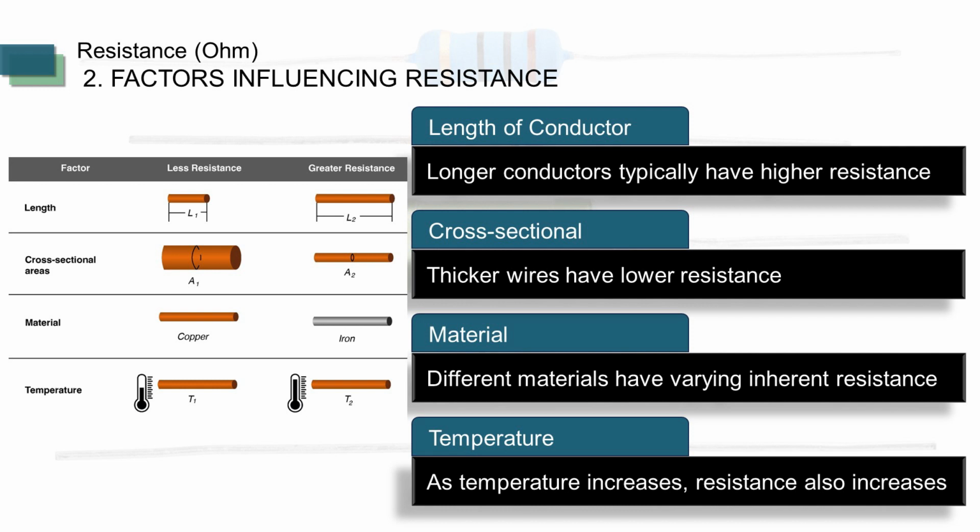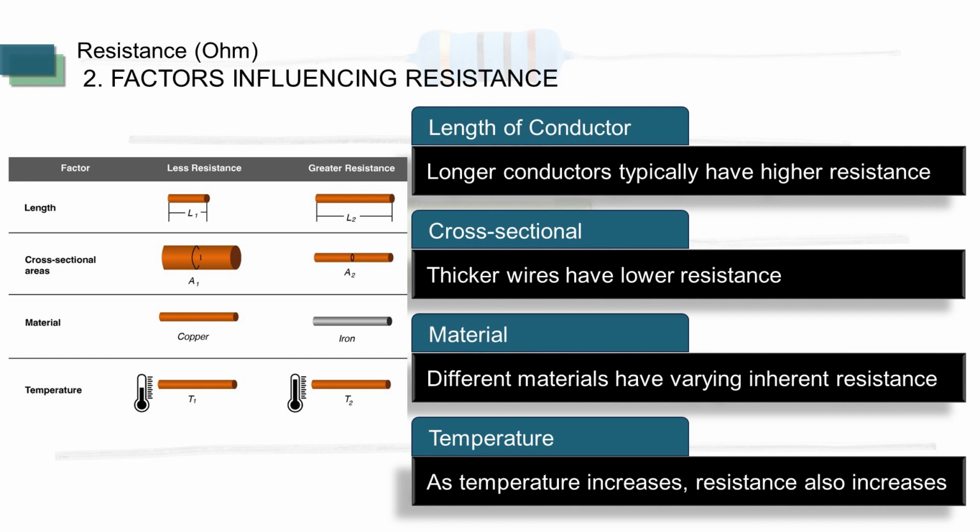Resistance depends on various factors, including material properties, length, cross-sectional area, and temperature. Length of the conductor: the longer a conductor, the higher its resistance. A longer path means electrons have more material to pass through, facing more opposition to their flow. Cross-sectional area: thicker wires have lower resistance because they provide a larger pathway for electrons.